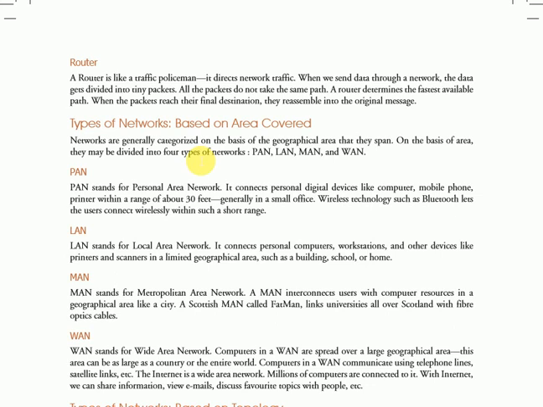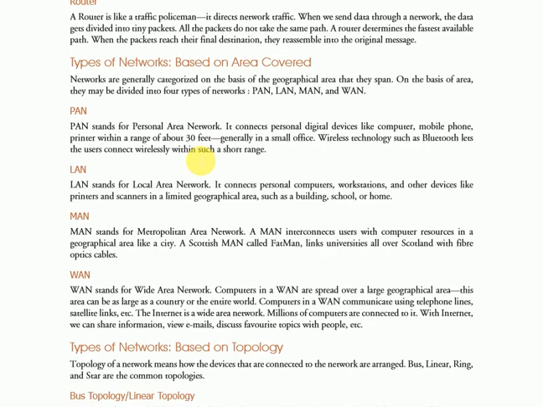So let's start with the PAN. PAN stands for personal area network. It connects personal digital devices like computer, mobile phone, printer within a range of about 30 feet. Generally in a small office, wireless technology such as Bluetooth lets the user connect wirelessly over such a short range. So personal area network is like when you connect two Bluetooth devices to each other, that is called personal area network.